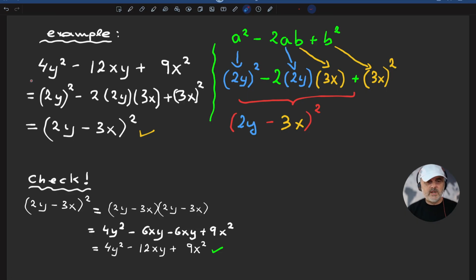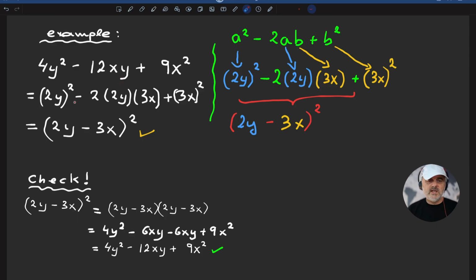So we have 4y squared, we have 9x squared. So that's the first signal. You identify that this is 2y squared outside, and the last term is 3x squared outside. So the middle term should have factor 2, the first times the second. Therefore, we have negative 12xy.